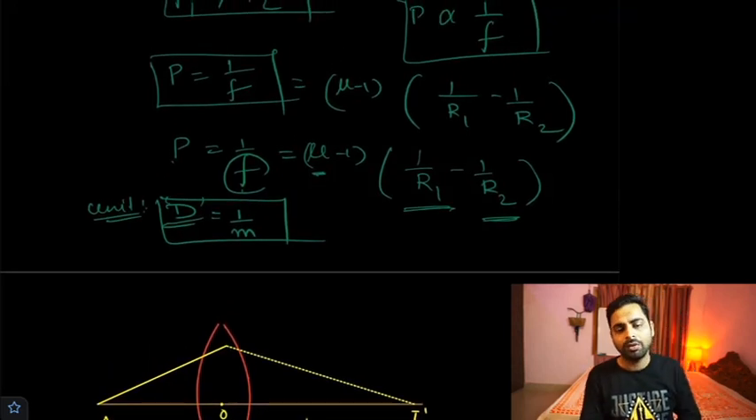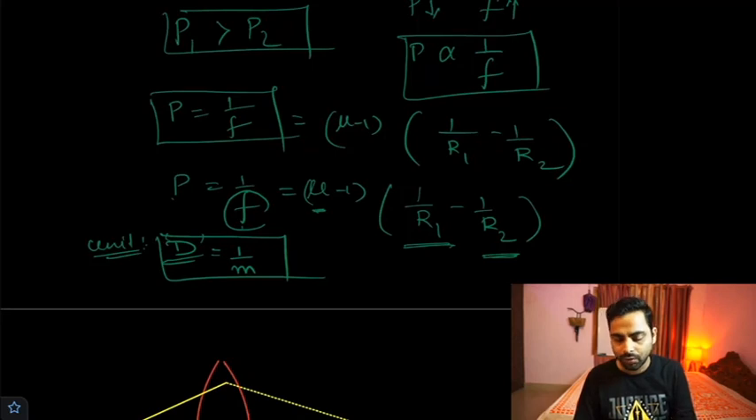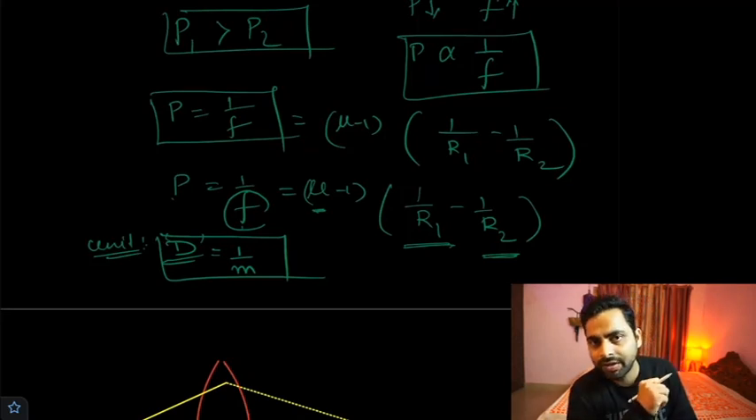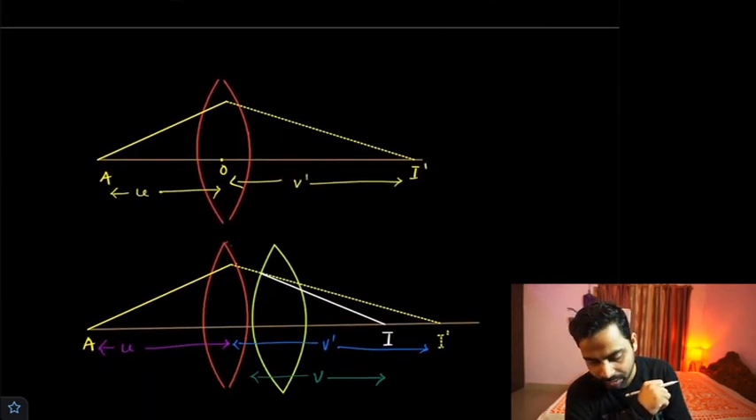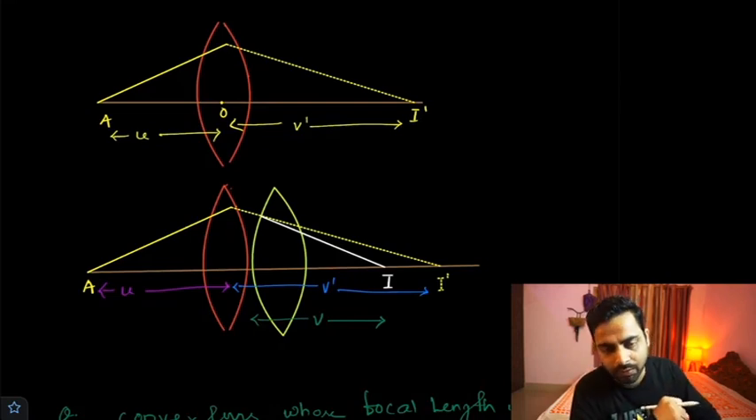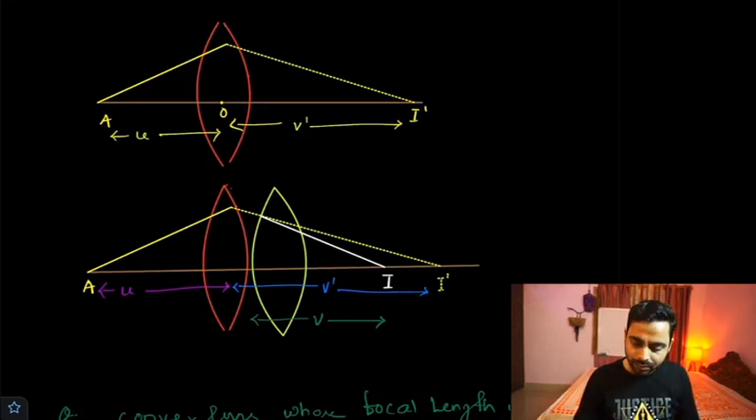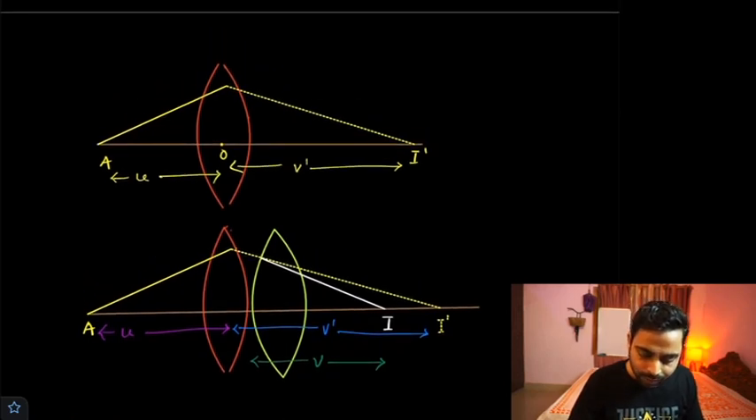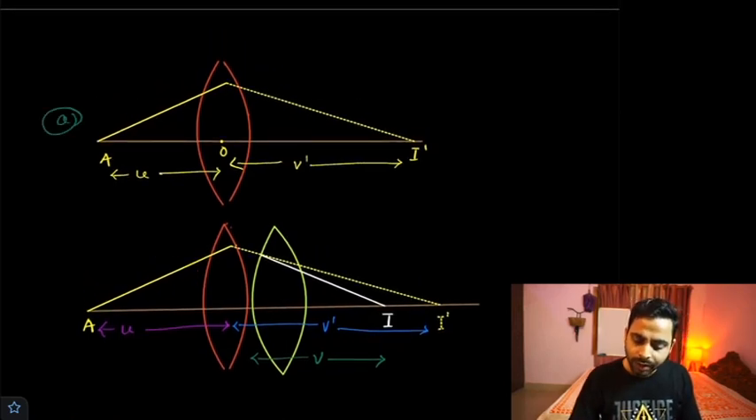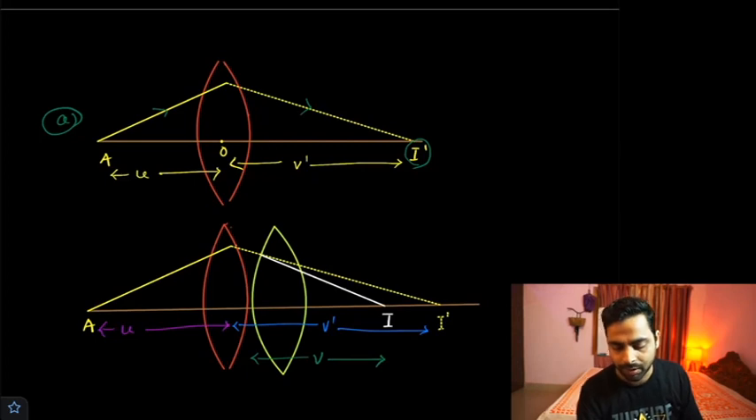Now it is about your one lens. If it is given in the question one convex lens, I can calculate the power of that lens. But if there will be more than one lens, how can I calculate the power? Here, look, suppose in figure A, there is one lens. Here the incident light is falling on the lens, and the refracted ray is meeting at the point I prime, right? So I can say u will be the object distance and v prime will be the image distance.